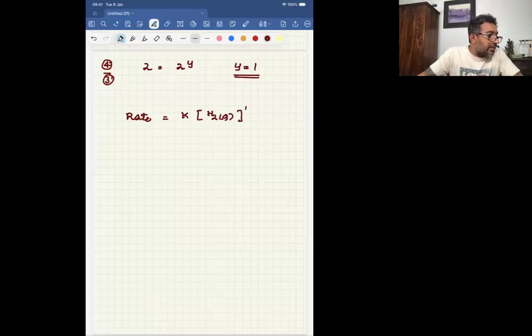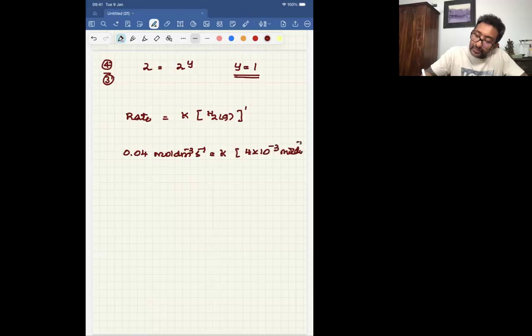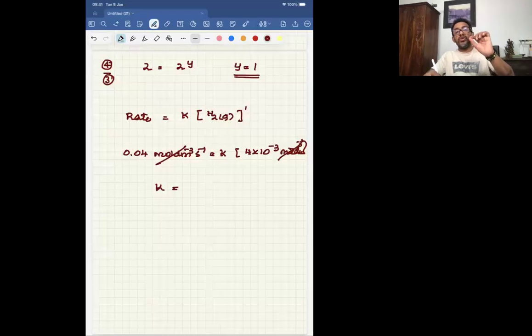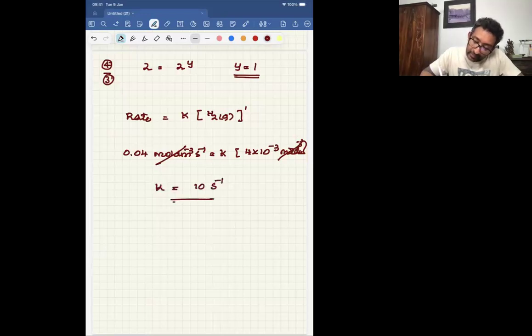Okay. Calculate the value of the rate constant K. Right. Let us use the last one. 0.04 moles per cubic decimeter per second is equal to K times, what is the hydrogen concentration? 4 × 10 to the power minus 3 moles per cubic decimeter. So this and this cancel out. K is equal to 0.04 divided by 4 × 10 to the power minus 3, which is 10 per second. Is that what you get? Right.